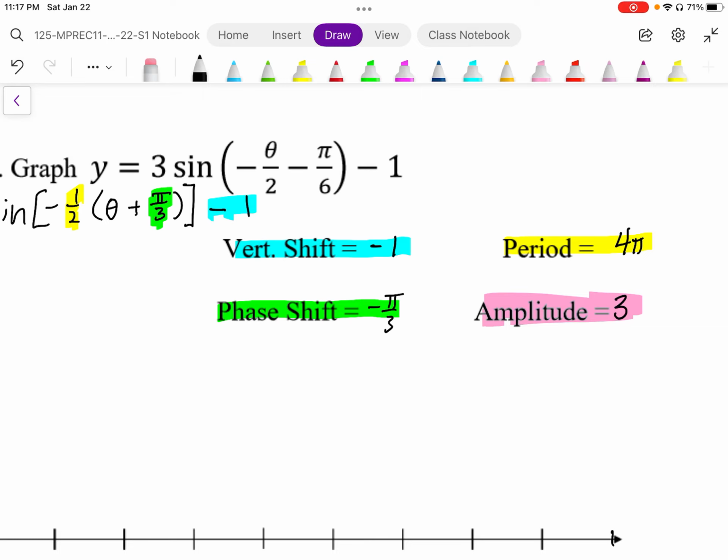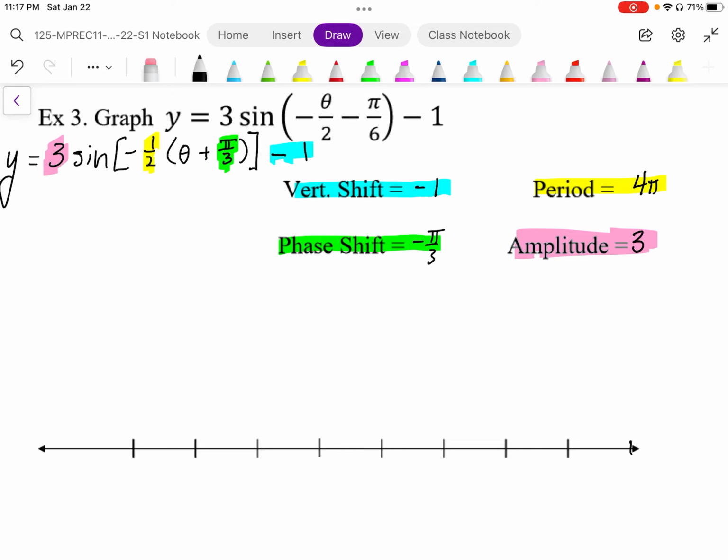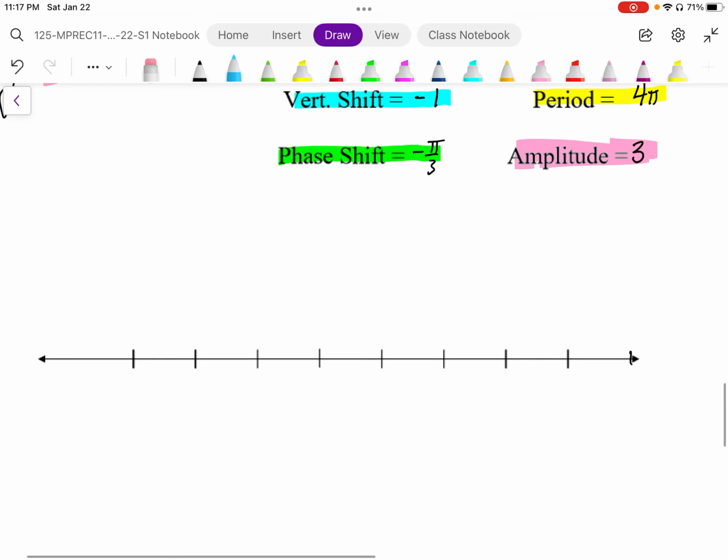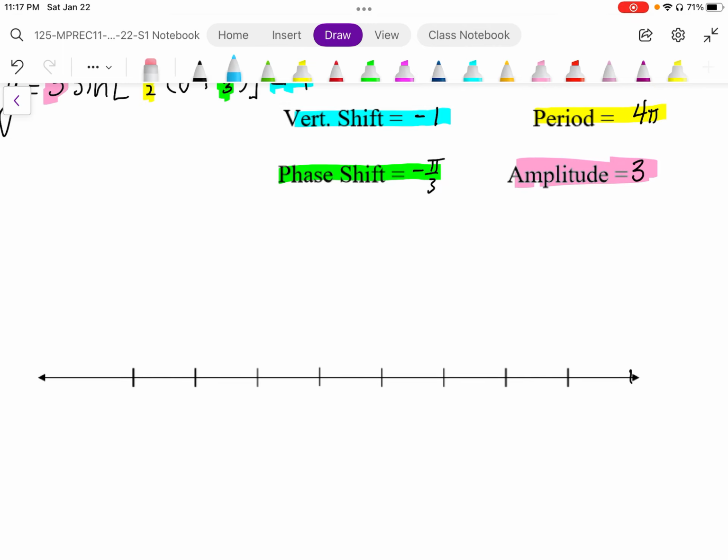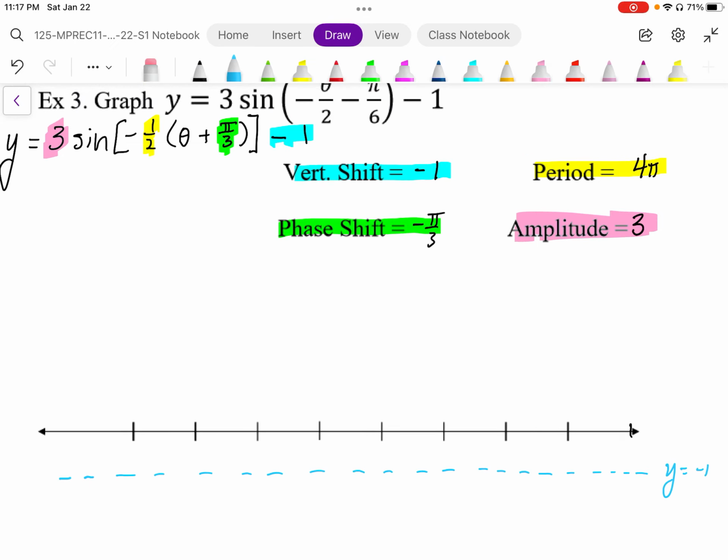Okay, so we can start sketching in our guidelines here. We're going to start with negative 1, making sure that we can accommodate an amplitude of 3. So I'm going to just draw it right about there. There's my vertical shift of negative 1. My phase shift is negative, to the left, pi over 3. But remember that there's a horizontal flip. So we're going to end up drawing the graph in this direction. Okay, so that horizontal flip is going to be in that direction.